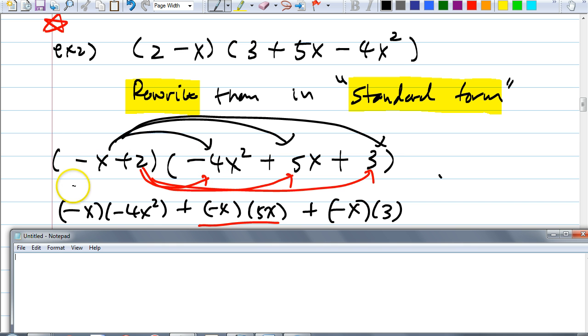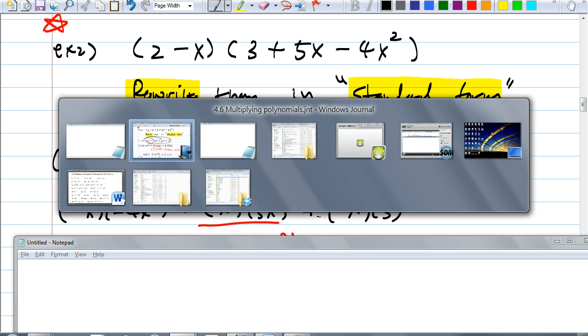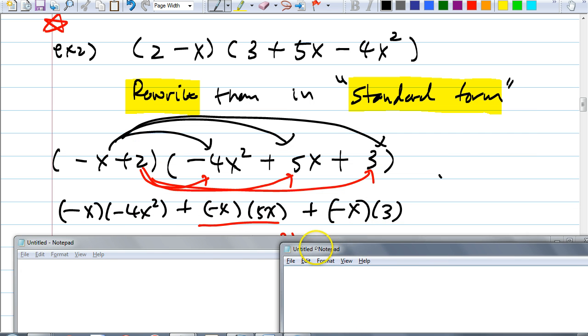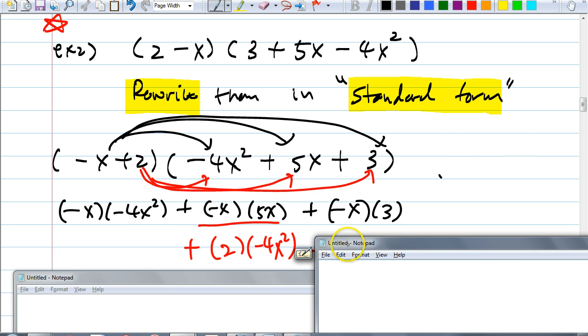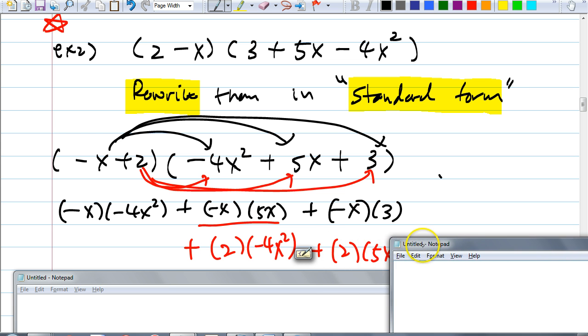So look, we just multiplied the first term of this binomial with the trinomial here. We're not done. We have to multiply that 2 also. So 2 times what now? 2 times? Good. Don't multiply it yet. Just write it down. 2 times negative 4x squared, then what? Plus? 2 times 5x. Good. Plus?